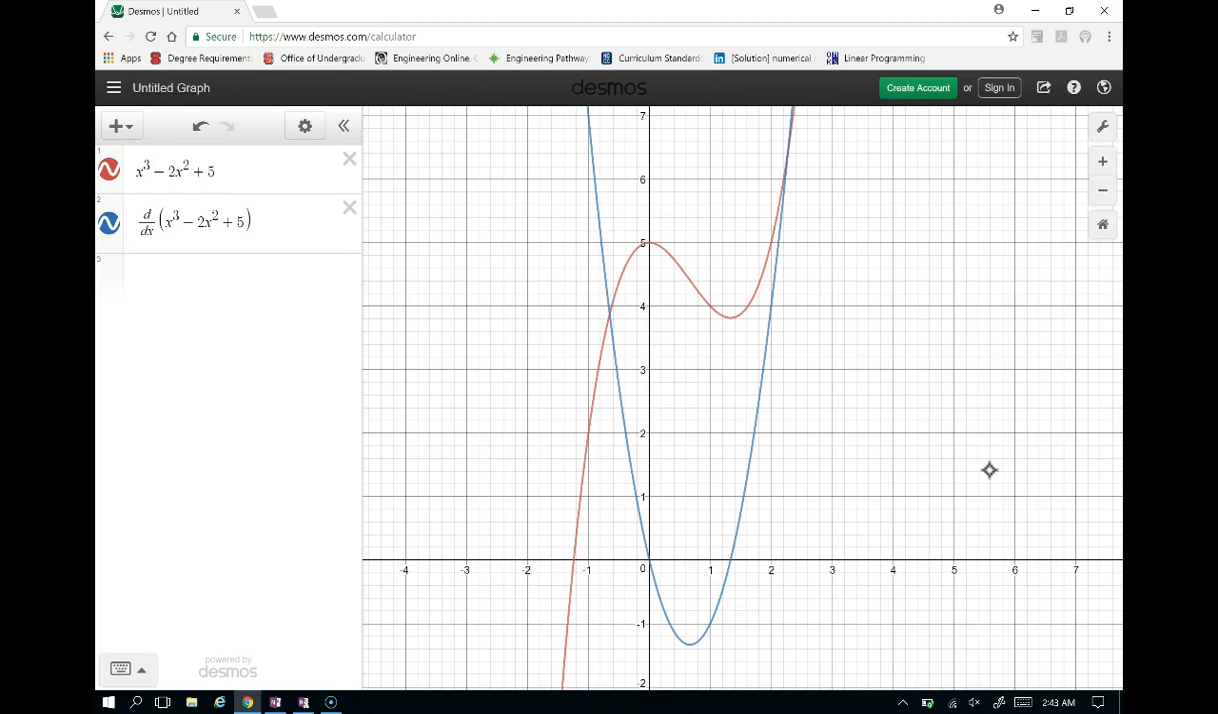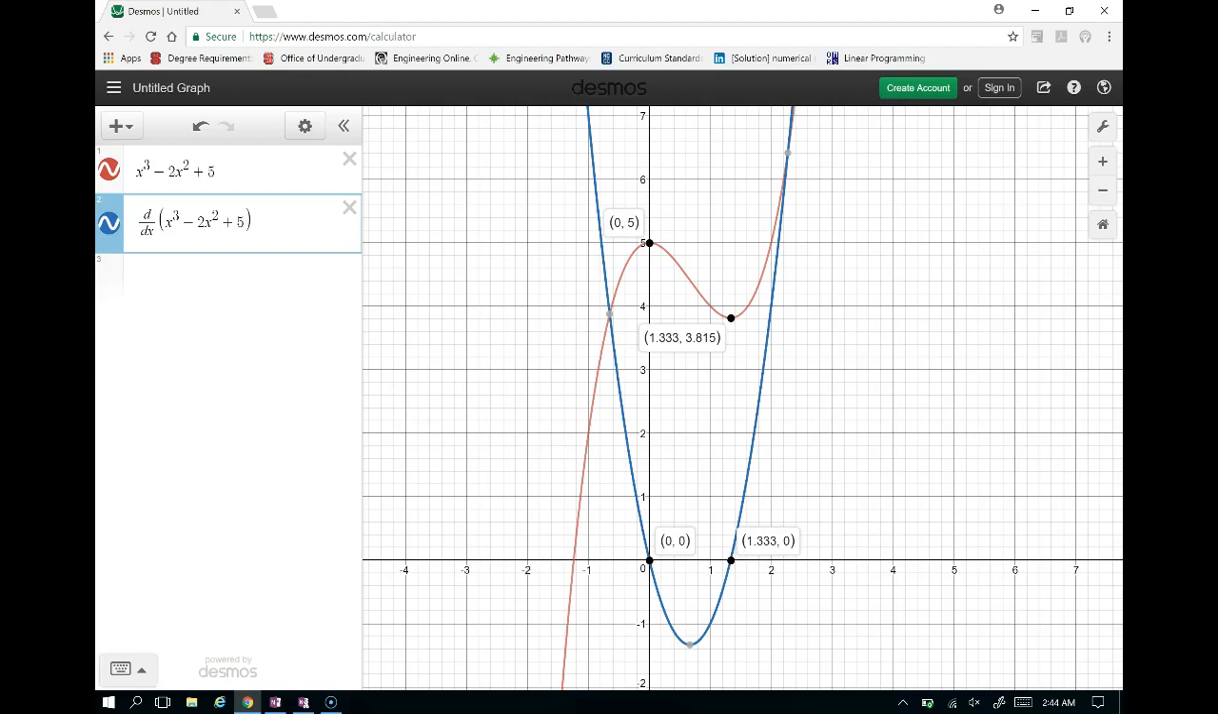And you can even use your mouse to click on these points if you want to know exactly what some of these points are. So I can see that the place where we have a horizontal tangent line is (0, 5). So it's at an x value of 0, and I go down here and it's crossing the x-axis at 0. And then I can see it's got a horizontal tangent line at 1.333, which is 1 1/3. And I can go down here and see the derivative's crossing the x-axis at 1 1/3.